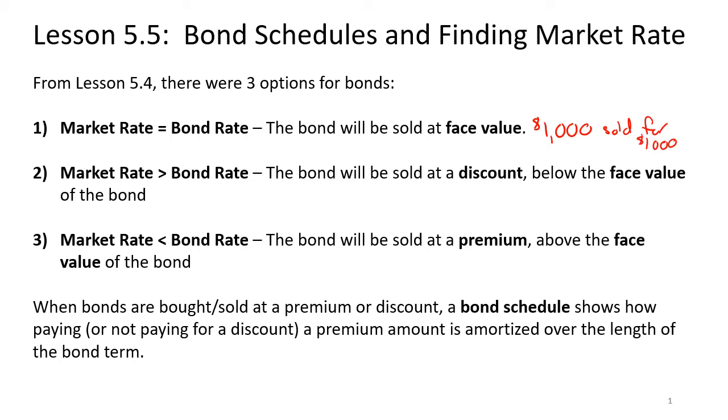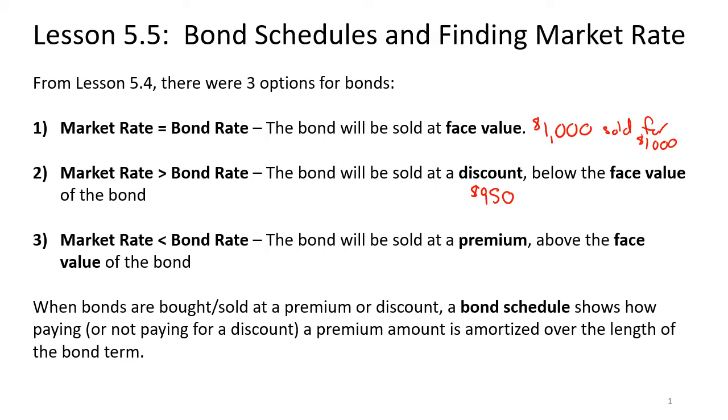If the market rate was greater than the bond rate, the bond would be sold at a discount, and that's because you could earn more money, theoretically, in the market than you would on your bond. Okay, so it would be sold for below face value. So again, using the $1,000 bond as an example, it might sell for something like $950.